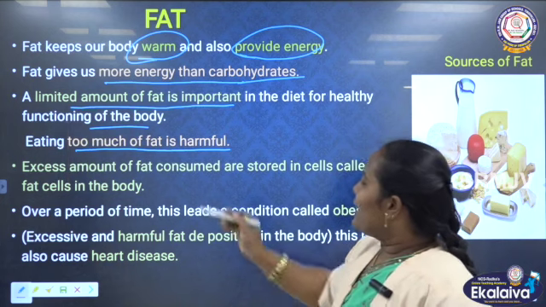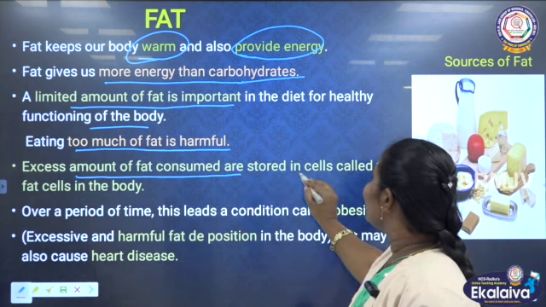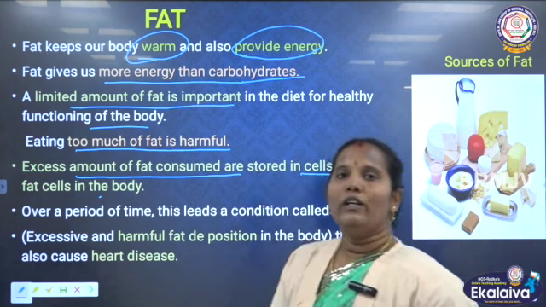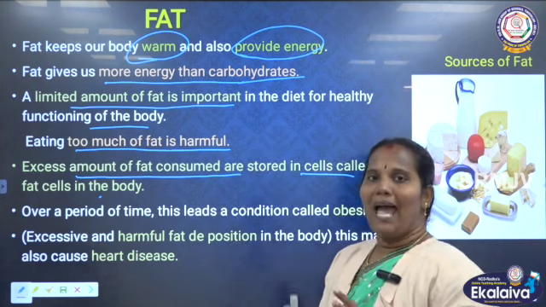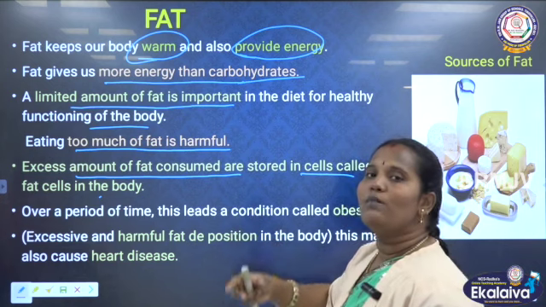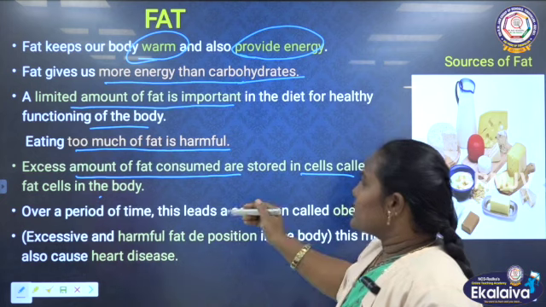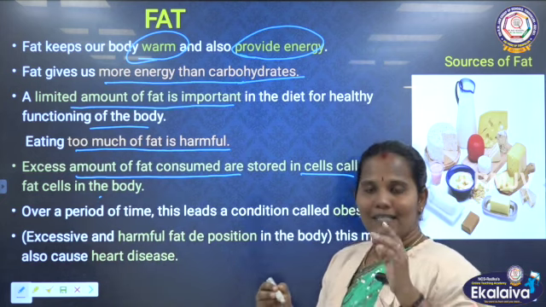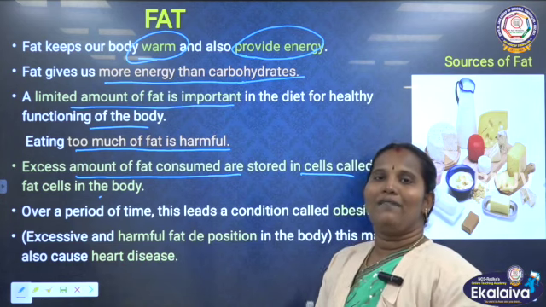Then excess fat consumed is stored in cells called fat cells in the body. I told you our cells absorb all the nutrients, and the fat is also absorbed by the cells. Suppose the fat is absorbed by the cells, then that cell is called a fat cell. Clear? The cell is called the fat cell.